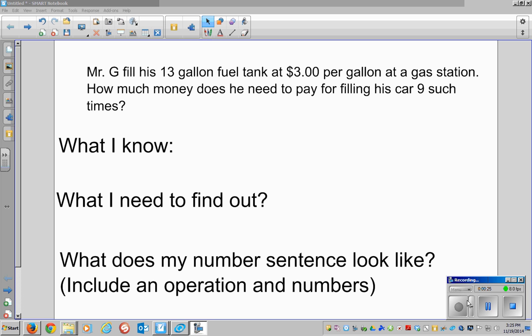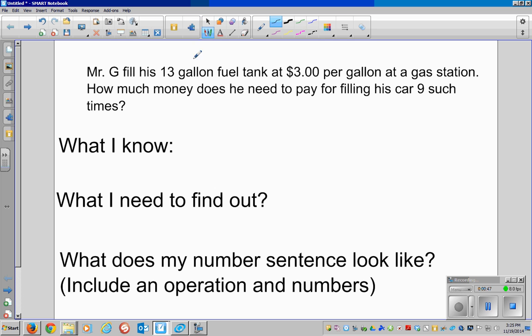It says Mr. G fills his 13-gallon fuel tank at $3 per gallon at a gas station. How much money does he need to pay for filling his car nine such times? So I know I have a 13-gallon fuel tank. I know that it's going to cost me $3 per gallon at a gas station. Again, these are the things that I know, so I'll underline those two parts. And the question is, how much money does he need to pay for filling his car nine such times?